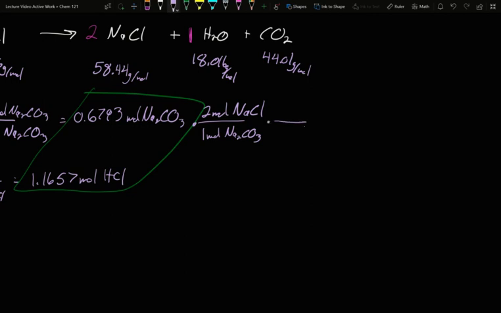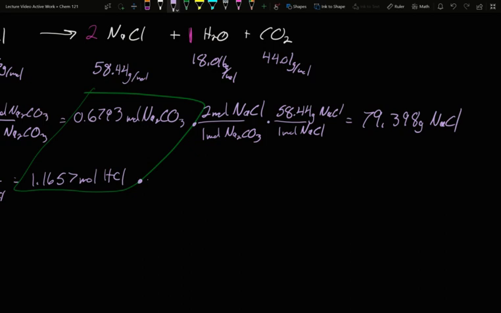Now I could stop there and find the moles, or if you want to take it on all the way, you can say that, hey, for every 1 mole of NaCl, there's going to be 58.44 grams of NaCl, since our goal was to find the max mass of product. If we run those calculations, we will find 79.398 grams of NaCl is the amount we could make if all of our sodium carbonate converted.